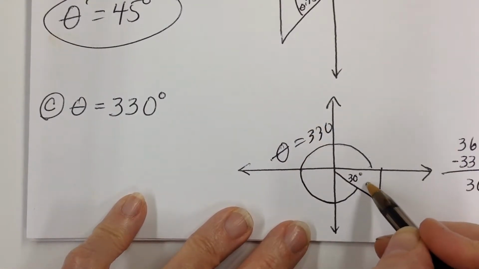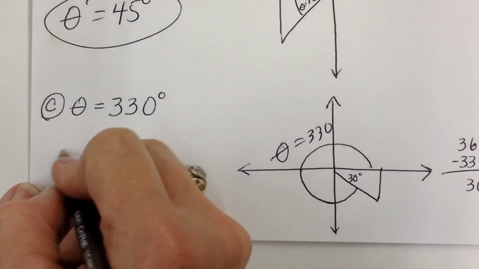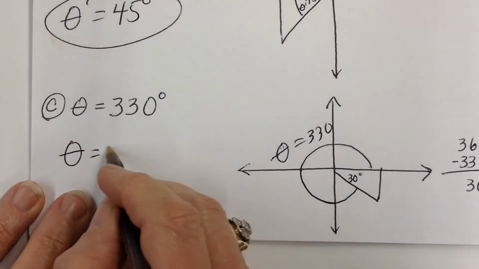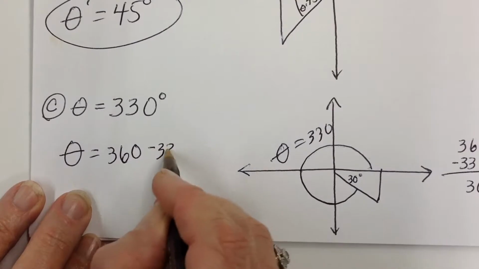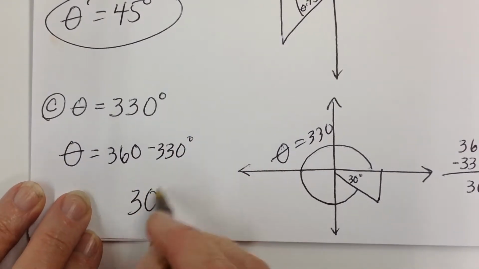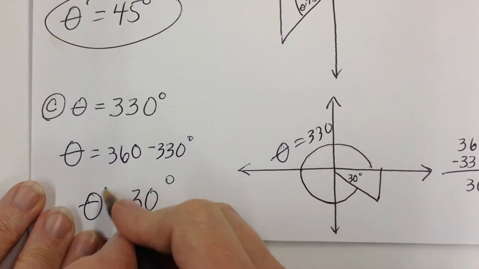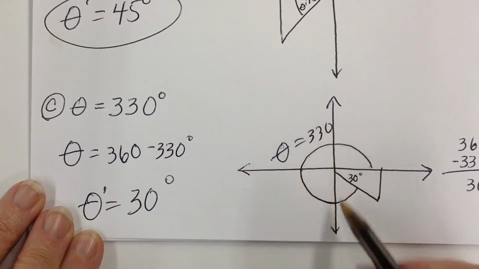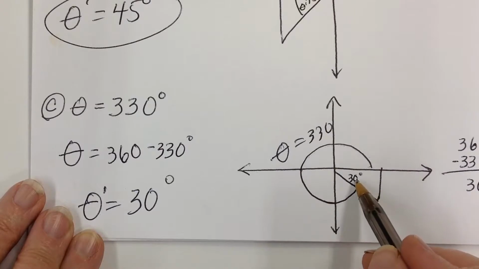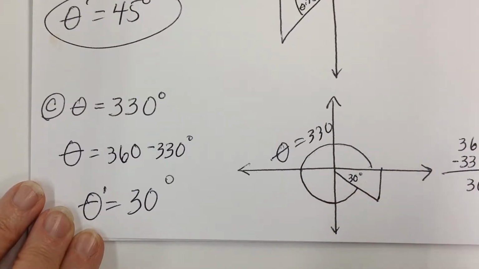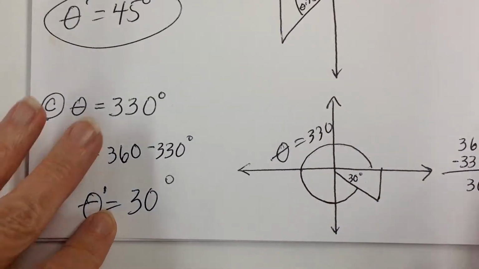I'm in the fourth quadrant. So to find the reference angle of a fourth quadrant angle, you take 360 minus 330, which gave me 30 degrees. Therefore, the theta prime that I will be using to evaluate a 330-degree angle will be a 30-degree reference angle. All right, let's get some more practice. I just want to make sure that y'all understand how you determine reference angles.